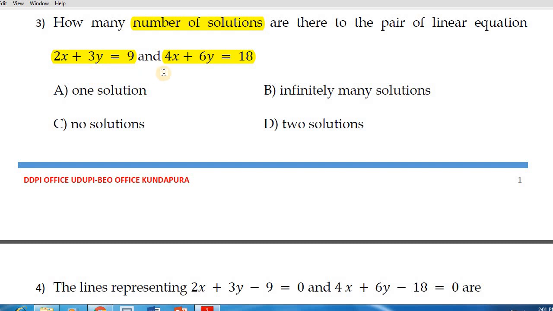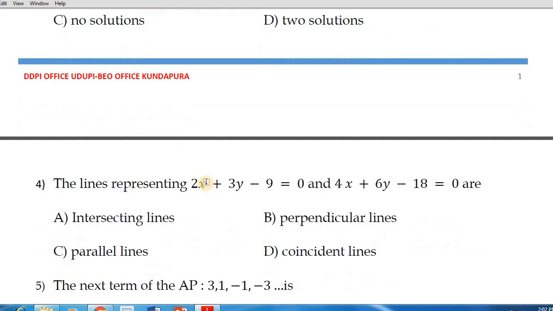a1 by a2 we get 2 by 4, means its simplest form is 1 by 2. a1 by a2 we are getting 1 by 2 and find for b1 by b2, for that also we are getting 1 by 2. And find for c1 by c2. So for that we'll get minus 9 by minus 18. It means we'll get 1 by 2 only. Means all ratios are equal. When all the ratios are equal, definitely we'll be having infinitely many solutions. Hence option B is correct for this.